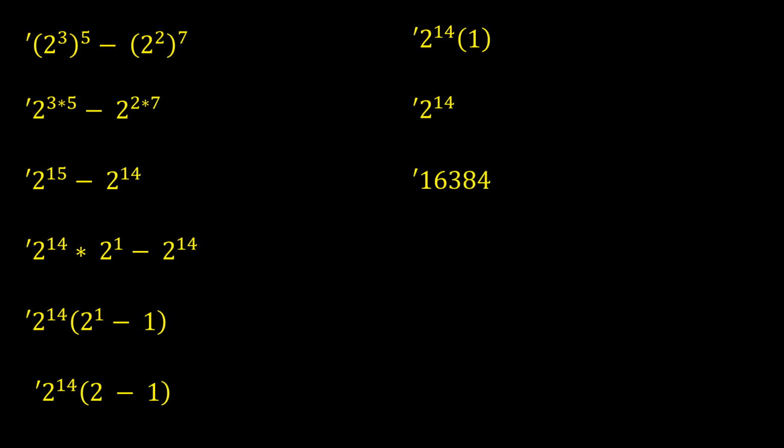Finally, calculate 2 to the power of 14, which is 16,384. Thus, 8 to the power of 5 minus 4 to the power of 7 equals 16,384.